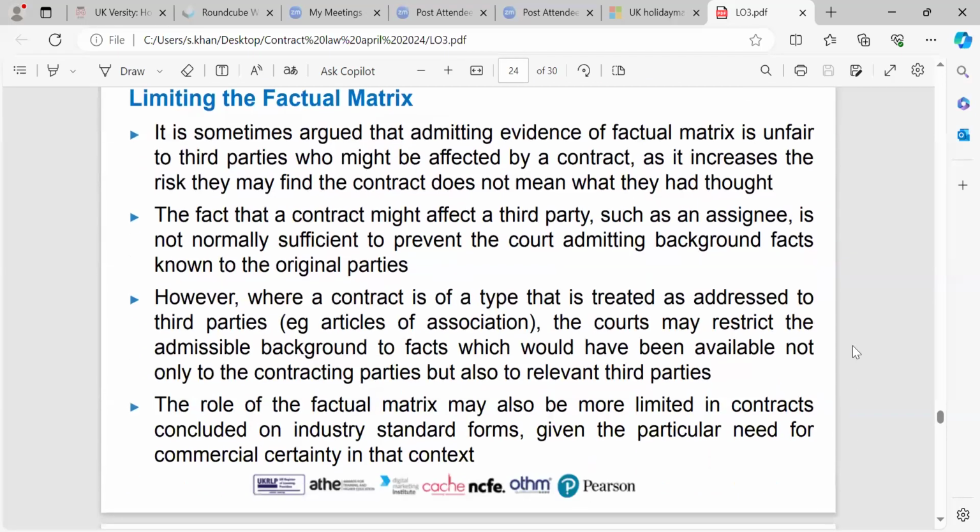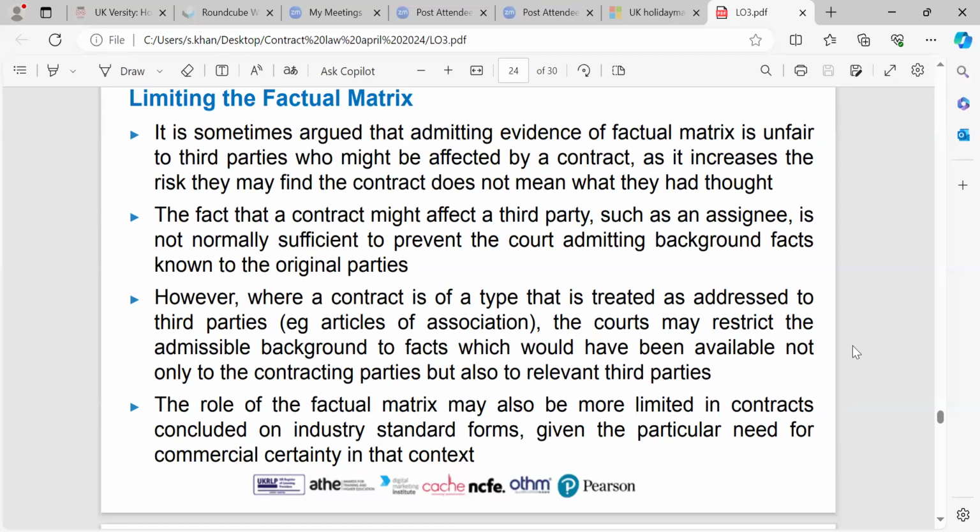Limiting the factual matrix. It is sometimes argued that admitting evidence of factual matrix is unfair to third parties who might be affected by a contract, as it increases the risk they may find the contract does not mean what they thought it meant. The fact that a contract might affect a third party, such as an assignee, is not normally sufficient to prevent the court admitting background factors known to the original parties.